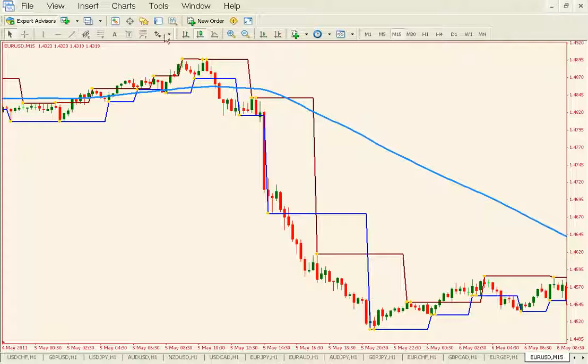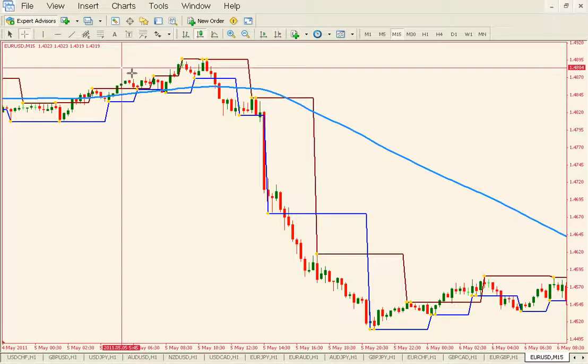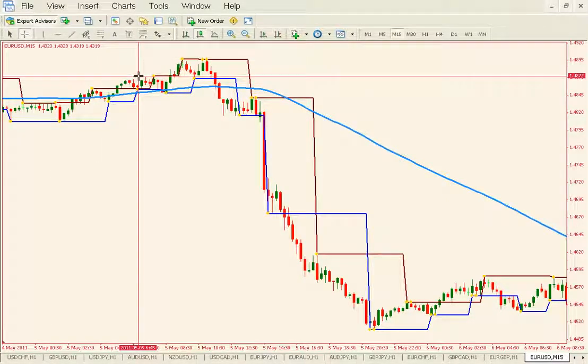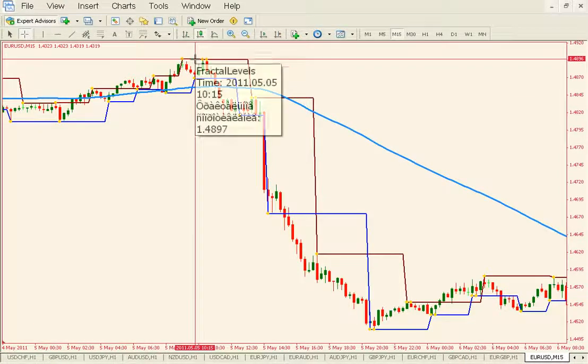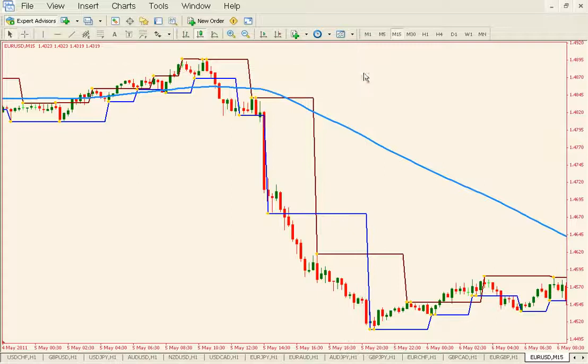Now there are other options you could do. You could look back and see here's a fractal high. You could put it on this level. Here's another fractal high, you could put it at that level, but here's the last fractal high, so you put your stop loss right there. Okay, now you got in right here.